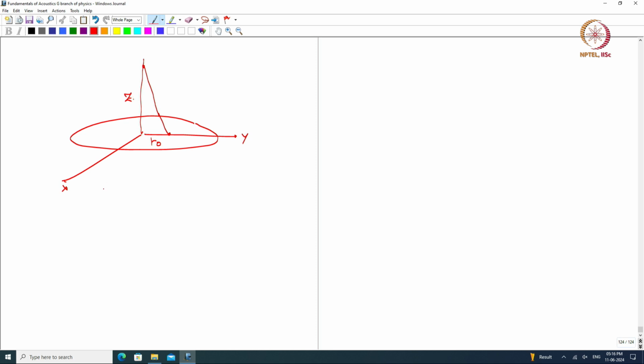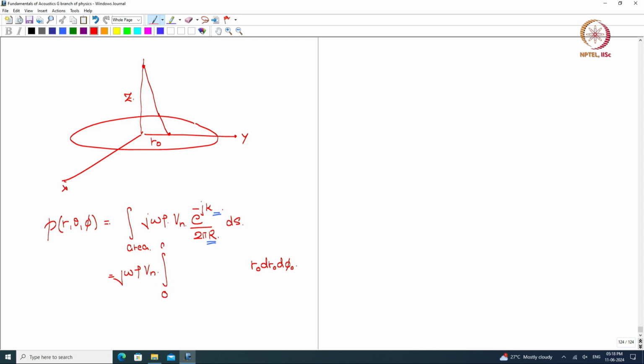Okay. So, what is my integral p, r comma theta, was given by, let me just see. Okay. So, now if we specialize this to on axis pressure, we get j omega rho Vn or Un, does not matter. Then for the pressure on this, I have R0 dr0 d phi 0 integral 0 to a integral 0 to twice pi.